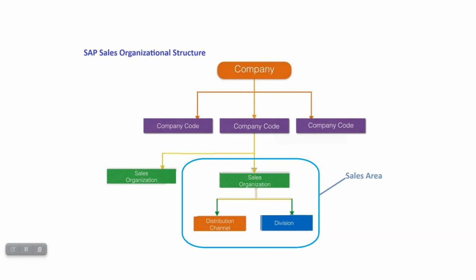The last level of the sales area is called the division. A division should ideally identify a product category with its own dedicated sales team and corporate structure to support it. You will need to define at least one division for each sales area.